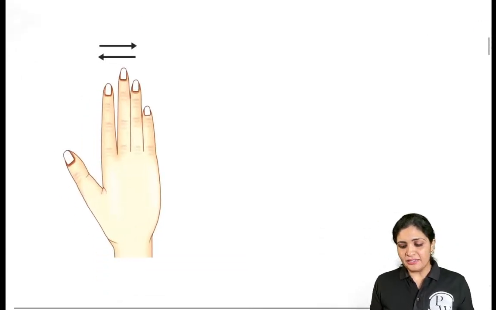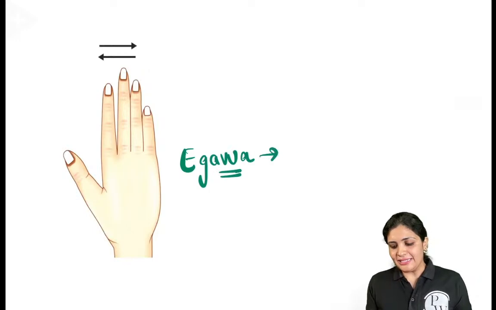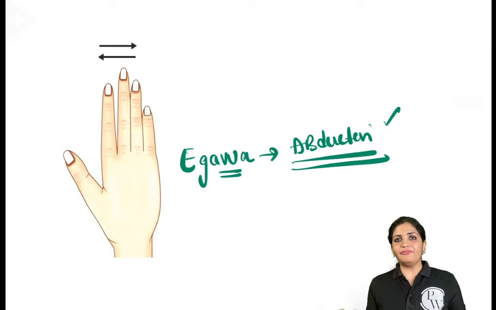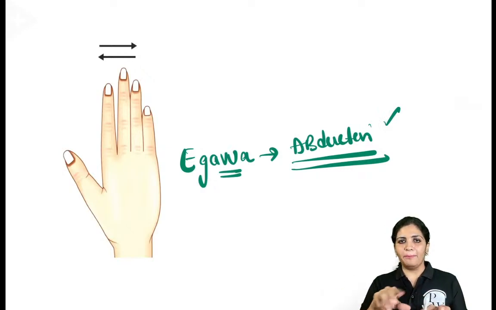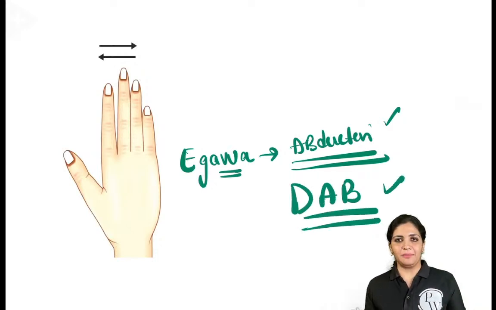Then what is this? This is your pencil test. What is this testing? This is testing your abduction. So the middle finger, you're trying to move it like this. So this is called your abduction test, which is your DAB, the dorsal interossea, as being tested by this.